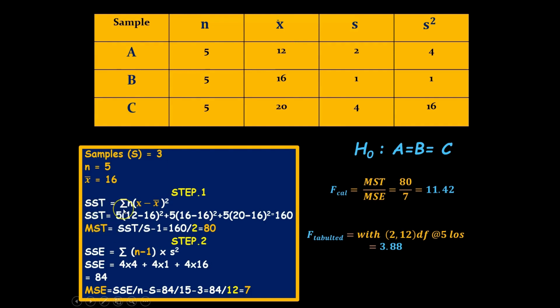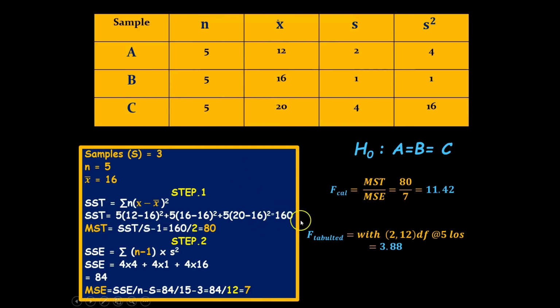Since the variations in statistics are known as sum of squares and the variances are known as mean squares, in order to get the variation due to these groups, that is summation n into x minus x bar squared, we can simply take 12 minus 16, 16 minus 16, and 20 minus 16, and 5 will remain constant because we have an equal sample size. So we will get 160 as our sum of squares due to these samples, or we can say the variation.